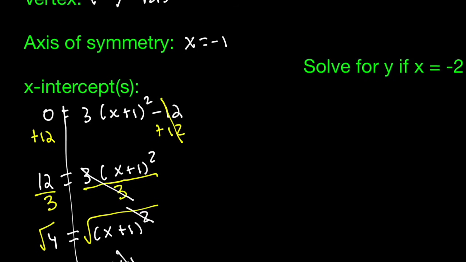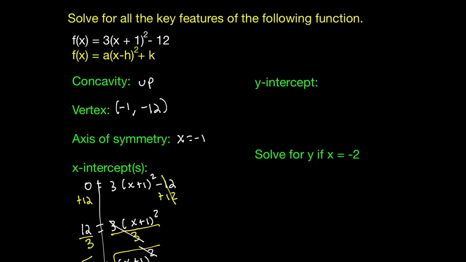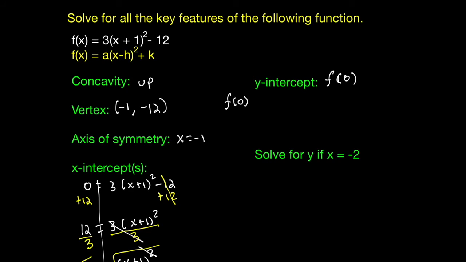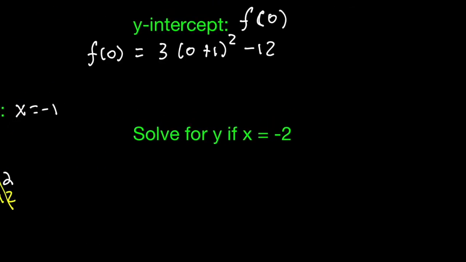Now let's go ahead and solve for the y-intercept. To solve for the y-intercept, we have to evaluate f of 0. So f of 0 is going to equal 3, and we're just going to replace x with 0. Parentheses 0 plus 1 squared minus 12. To evaluate this expression, we've got to follow the order of operations. Beginning with parentheses, 0 plus 1 gives us 1. So we're left with 3 parentheses 1 squared minus 12.